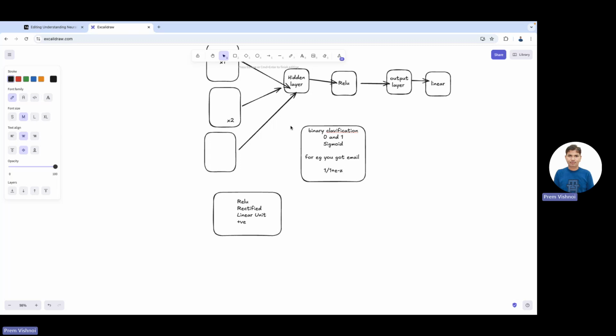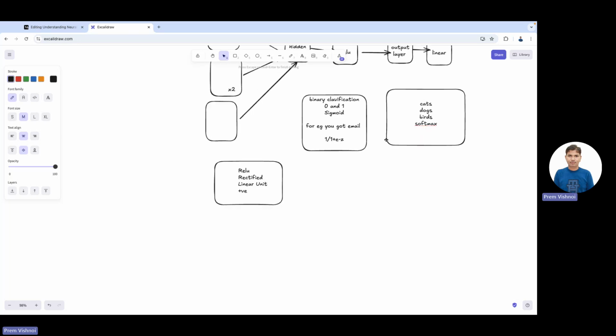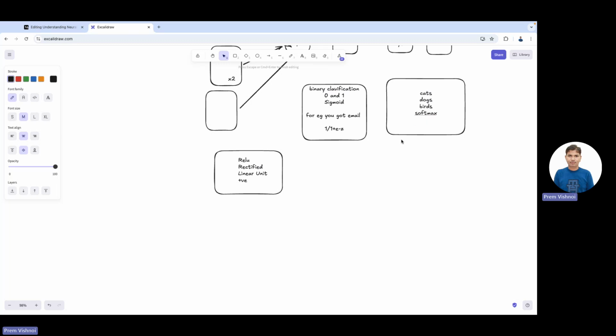Now the Softmax function is used for multi-class classification. Sigmoid is classification with 0 and 1, but for multi-classification, previously I gave examples like cats, dogs, birds. For this one we use Softmax. It's the next level, used in image classification and so on.